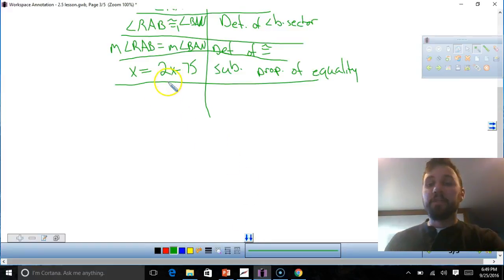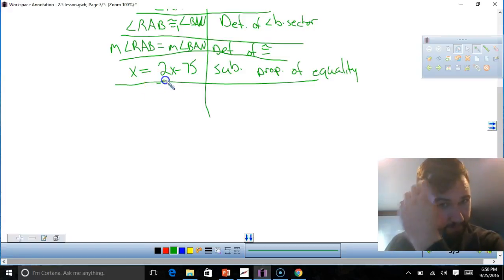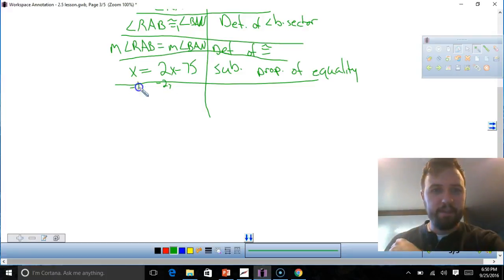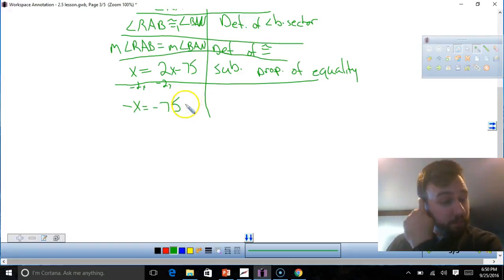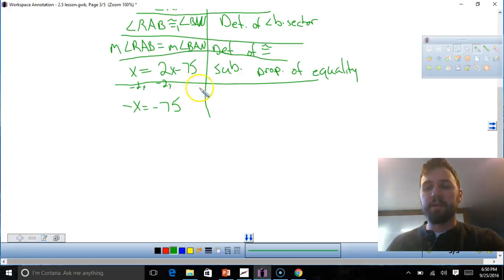Oh, man. So now let's solve this beast. Do you want to subtract a 2x from both sides? So let's subtract 2x, and I end up with negative x equals negative 75. So I subtracted something from both sides, right? That's my subtraction property of equality.